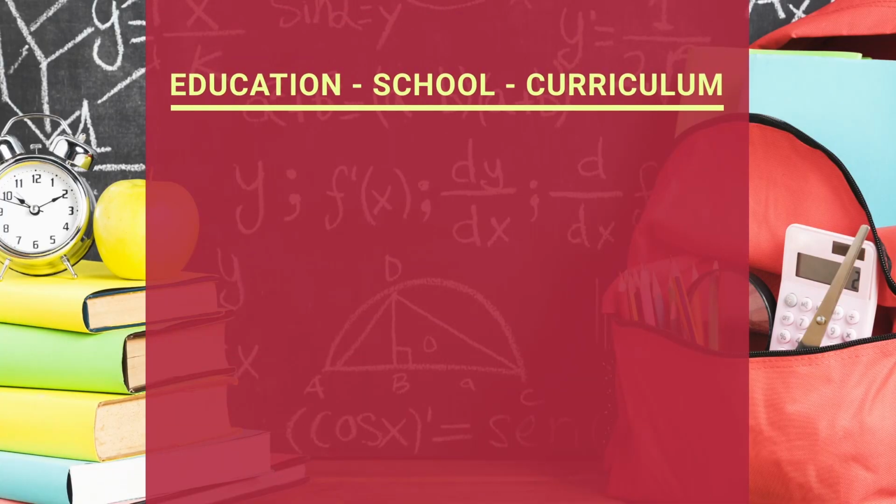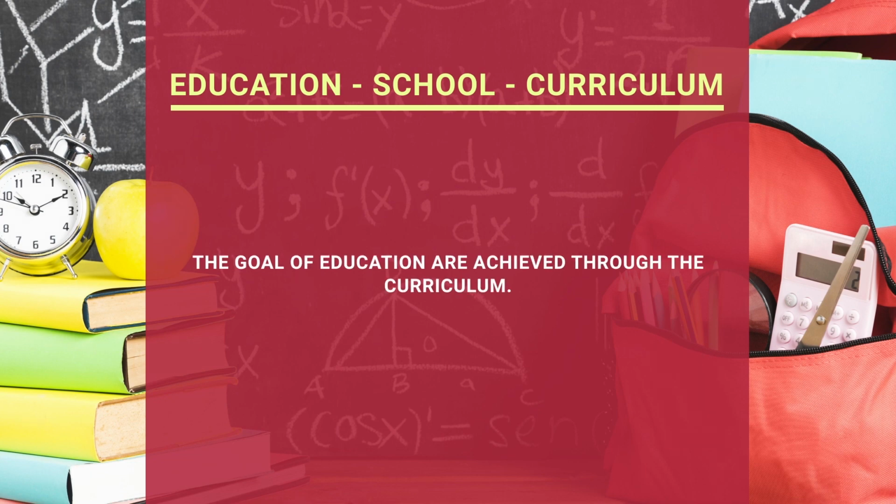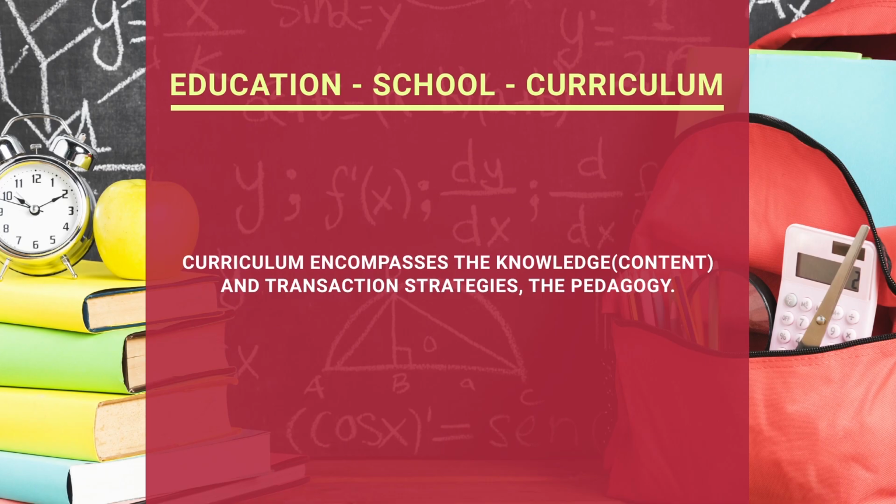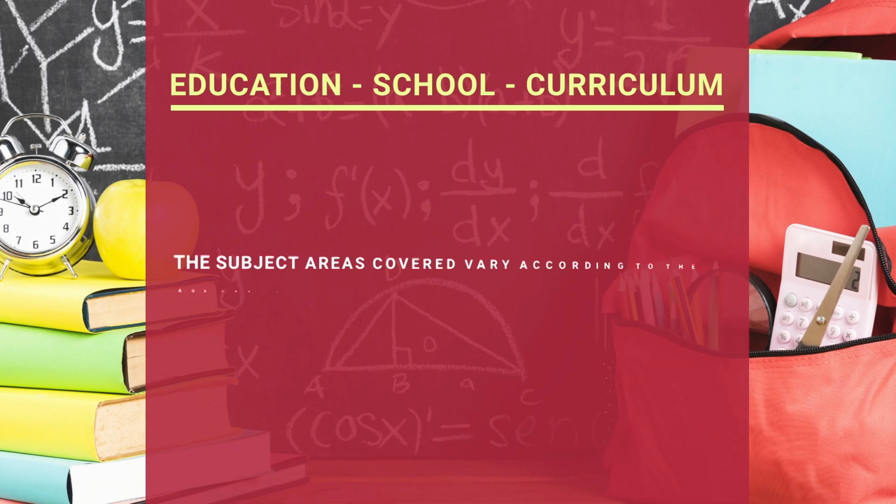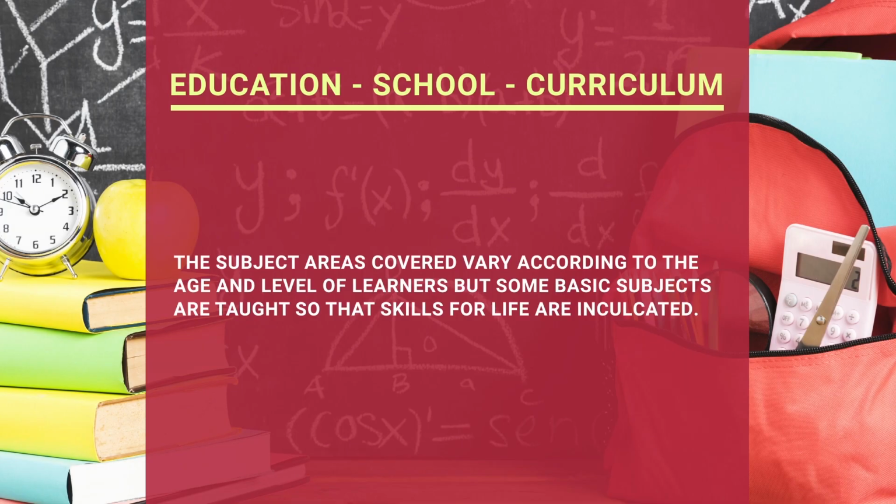What is education? What is the goal of education? The goal of education is achieved through the curriculum. The curriculum encompasses the knowledge and the pedagogy, the transactional strategies and the subject areas which it covers. The subject areas covered vary according to the age and the level of the learners, but there are certain basic subjects which are taught across the levels so that the skills for life are inculcated in the learners.